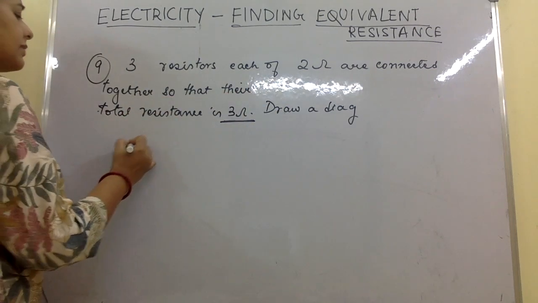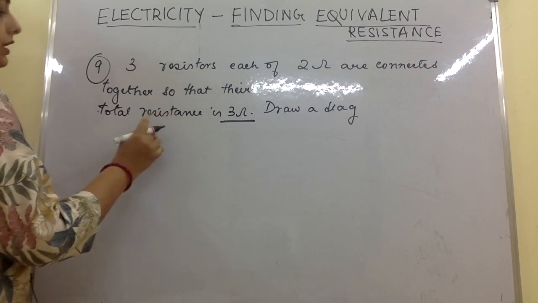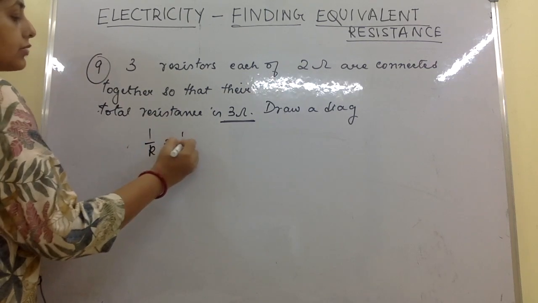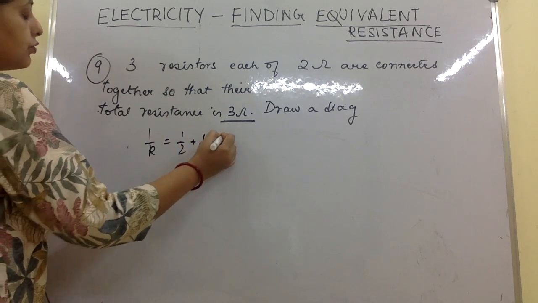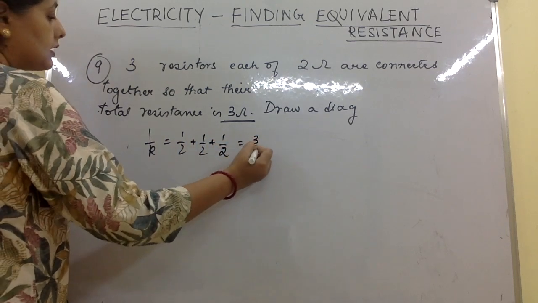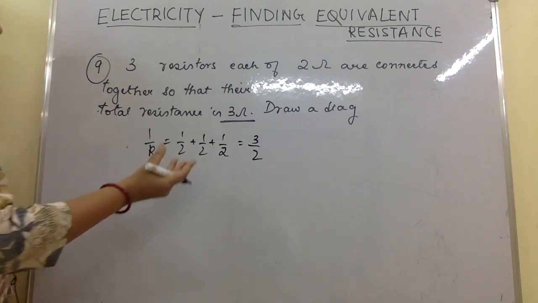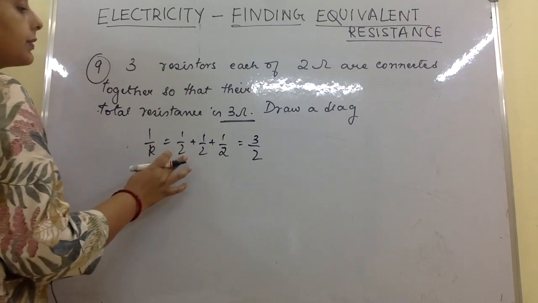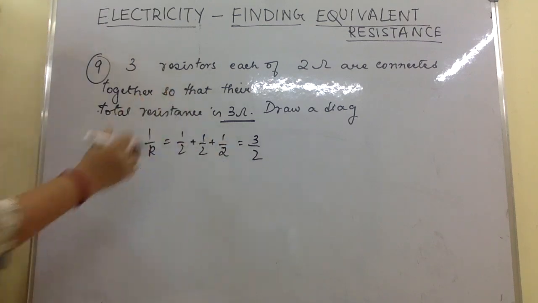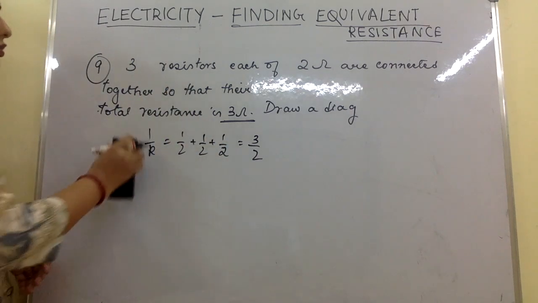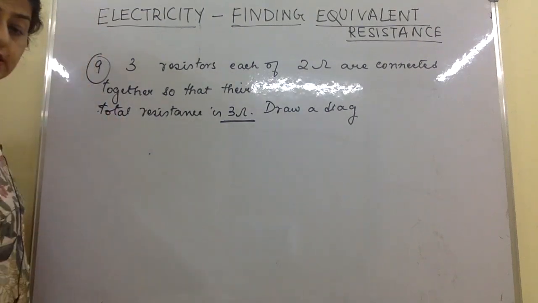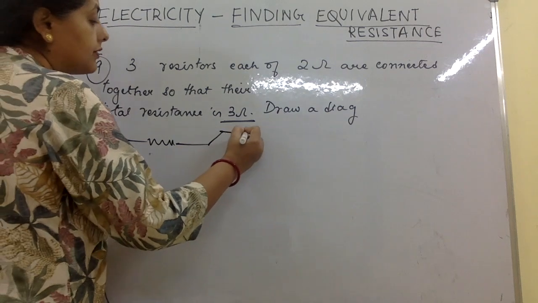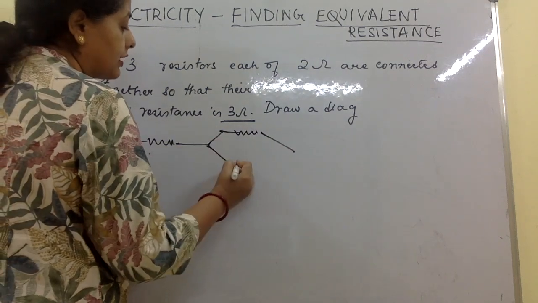Now if we connect all 3 in parallel, then we'll have 1 by R is 1 by 2 plus 1 by 2 plus 1 by 2, which is 3 by 2. Then R is 2 by 3, which is 0.6 and not 3. So that also does not work. Now let me see what else we can do. So we can maybe keep 1 as in series and then 2 in parallel. Let's see what happens.